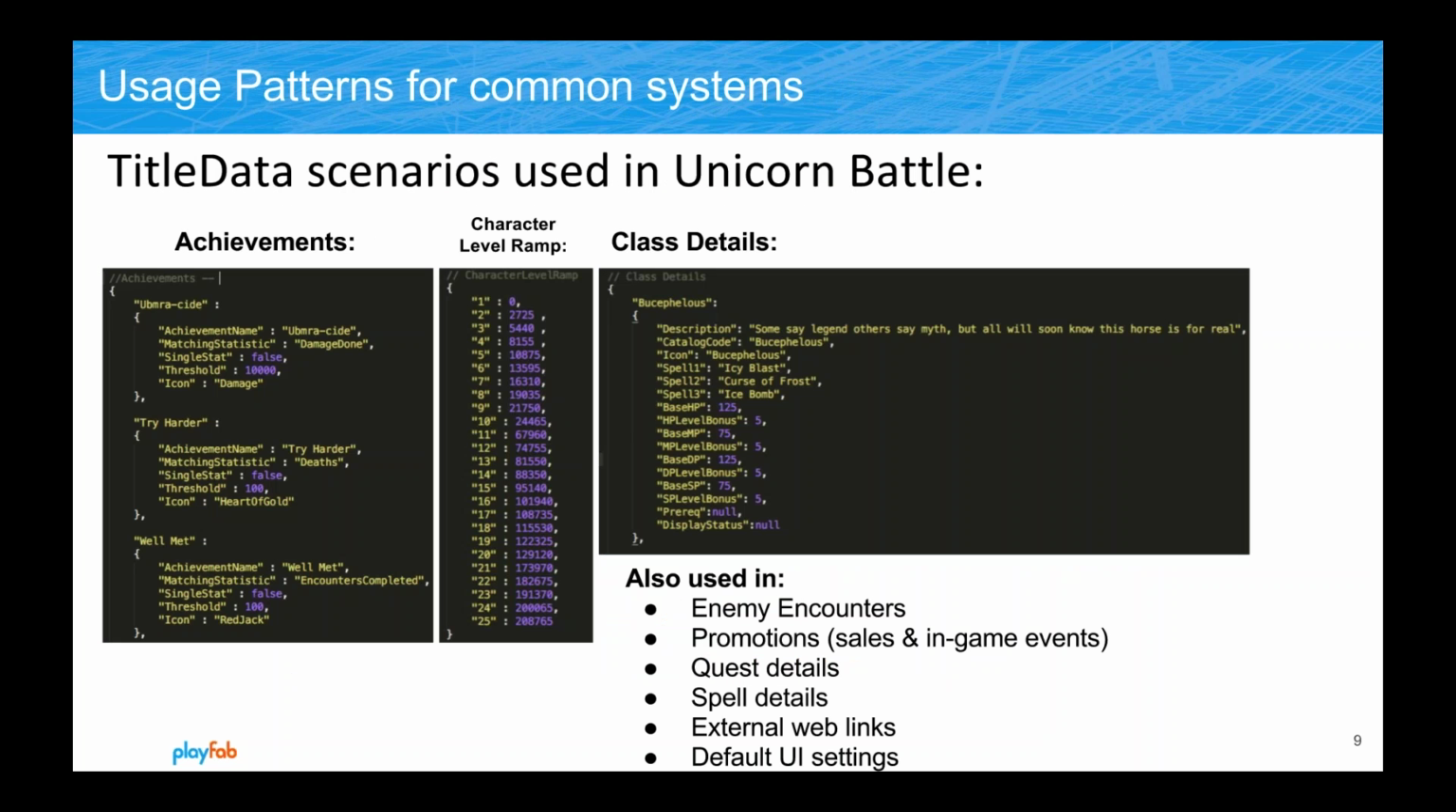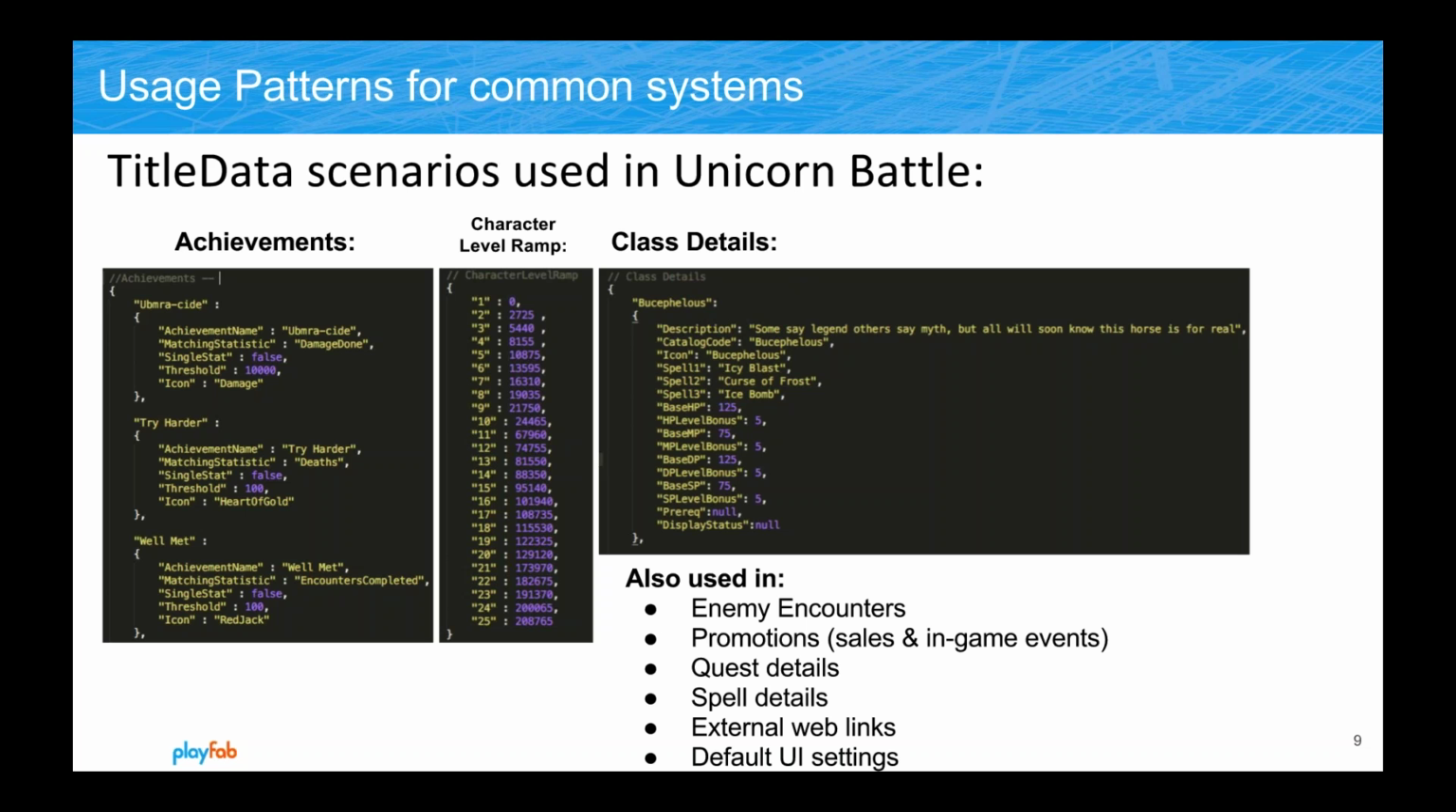Specifically for Unicorn Battle, here's an example of the achievements JSON. Those go on, and there's a system where the achievements are tracked using the thresholds set here in the title data, and then user statistics are compared against the benchmark. If they pass the threshold, then that achievement is awarded by the server, which makes the logic call and writes that information to the player data.